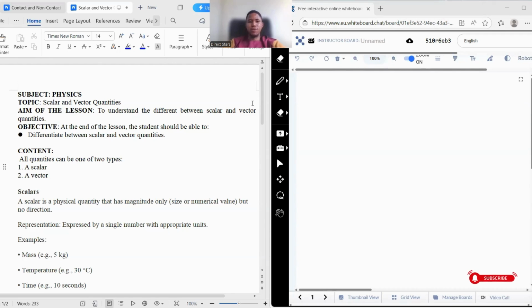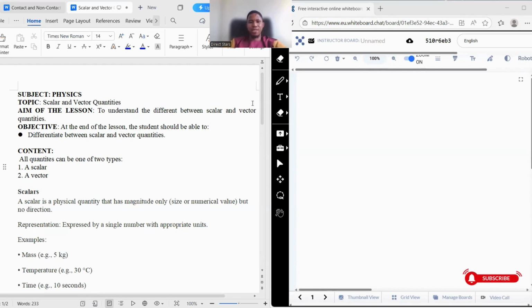Our subject for today is physics, while our topic is scalar and vector quantities. The aim of today's lesson is for you to understand the difference between scalar and vector quantities. Objective of the lesson: at the end of the lesson, you should be able to differentiate between the scalar and the vector quantities. So, at first, what are quantities?